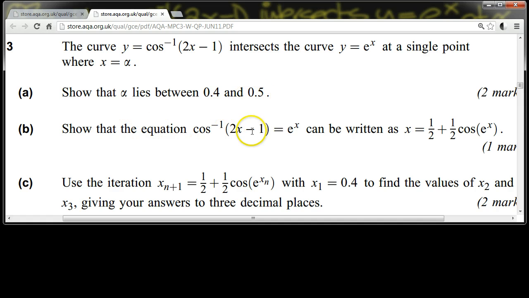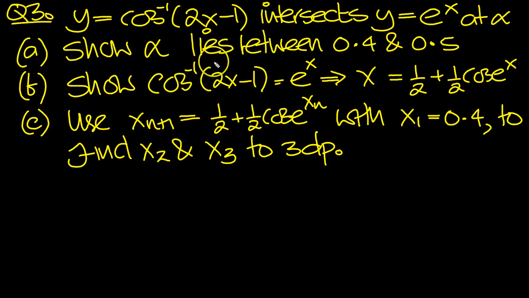Show that the equation arccos of 2x minus 1 equals e to the x can be written as x equals a half plus a half cos e to the x. Use the iteration x to the n plus 1 equals a half plus a half cos of e to the x to the n, with x1 equals 0.4, to find the values of x2 and x3, giving your answers correct to 3 decimal places. So let's have a look at this then.